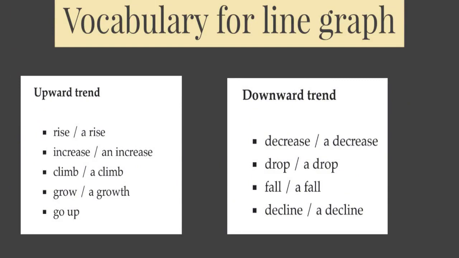Here is the upward trend, rise, arise. If you have to use it as a verb, you will be using it as rise, and if you have to use it as a noun, you will be using it arise. Increase, if there is a sharp increase in anything, you can write it that. So you can go through the vocabulary. Climb, a climb, grow, a growth, go up, decrease, a decrease, drop, a drop, fall, a fall, decline, a decline.